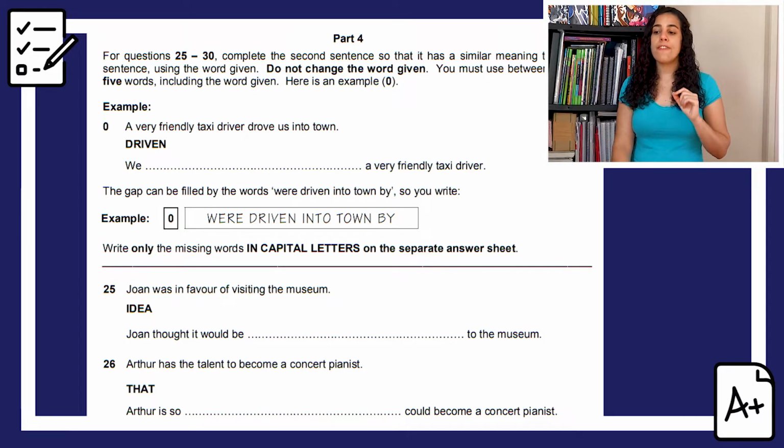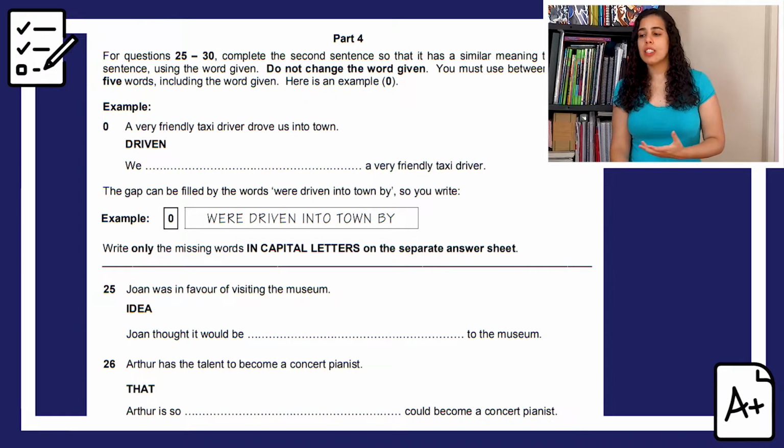John was in favor of visiting the museum. The word given: idea. John thought it would be to the museum. If John was in favor of visiting the museum, he thought it would be a good idea to do so. That's the expression we use when we want to express our opinion about something.